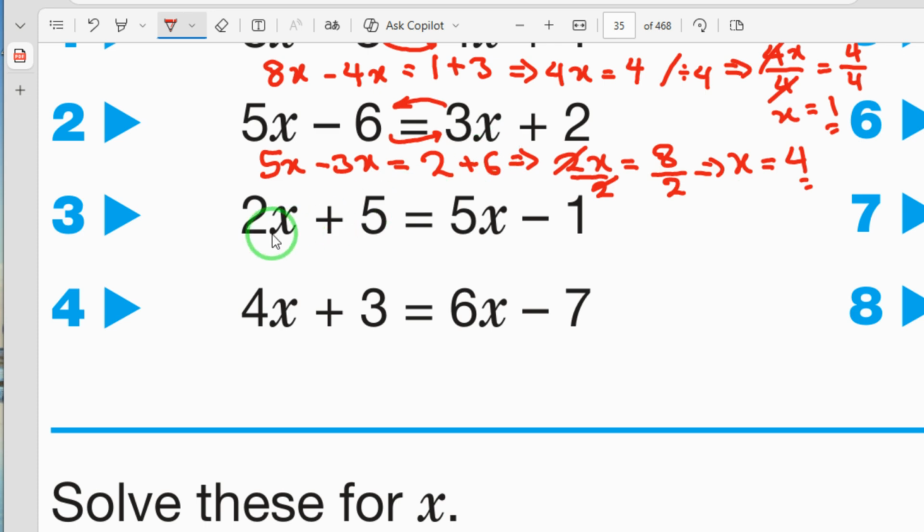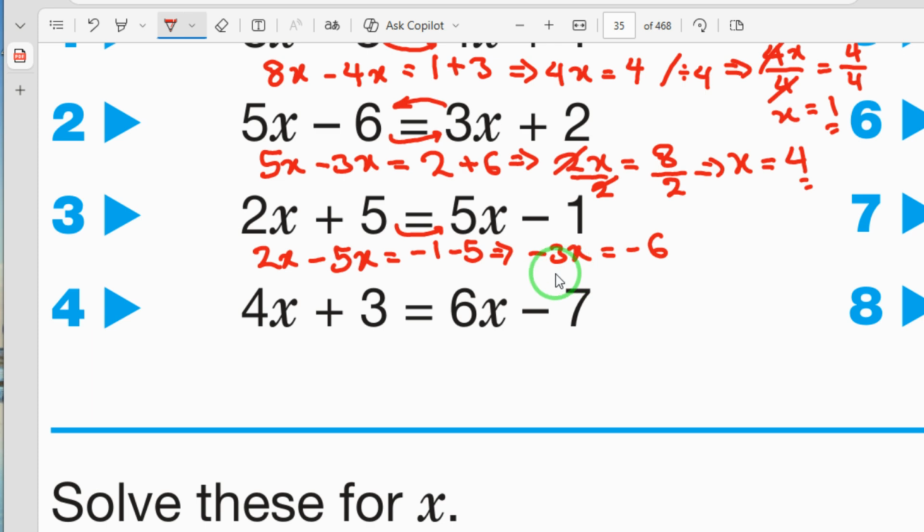Question number 3. Question number 3 we have 2x. We bring this 5x to the left side, become negative minus 5x equal to minus 1, and we bring this 5 to the right side, become negative minus 5. Then here we subtract minus 5x and plus 2x, remain only minus 3x. Here we add this minus 1 and minus 5, become minus 6.